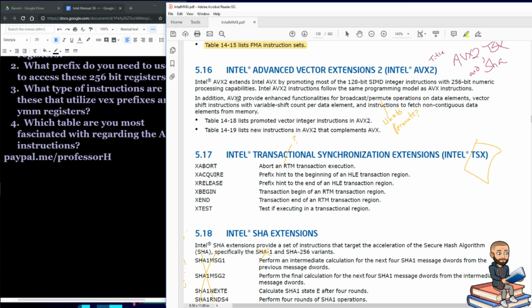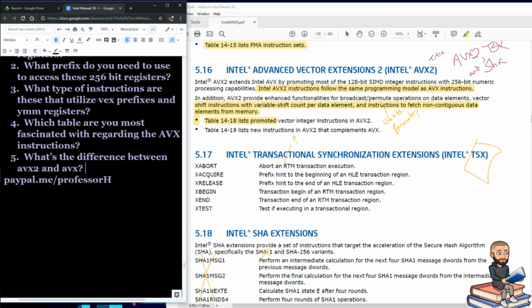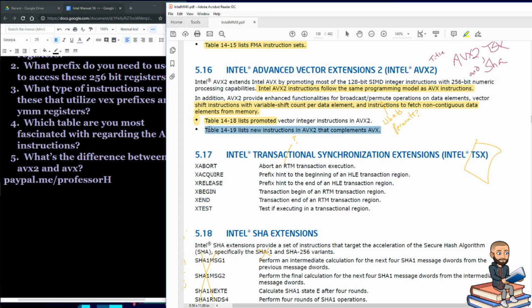We're gonna talk about AVX2, and that's Intel's AVX promoting most of the 128-bit SIMD integers with 256-bit numeric processing capabilities. AVX2 instructions follow the same programming model as the AVX instructions, but in addition, AVX2 provides enhanced functionalities for broadcast permute operations on data elements, vector shift instructions with variable shift count per data element, and instructions to fetch non-contiguous data elements from memory. So I ask, what's the difference between AVX2 and AVX1? And that'll be all for this video.